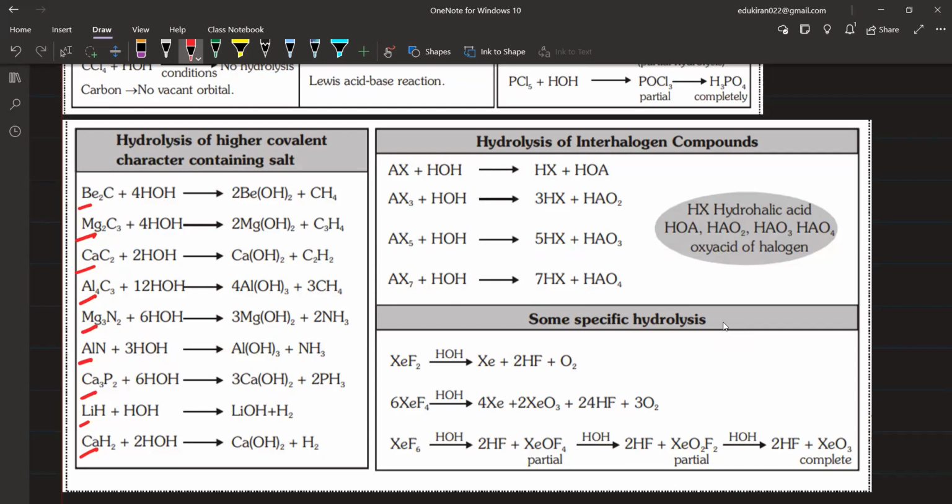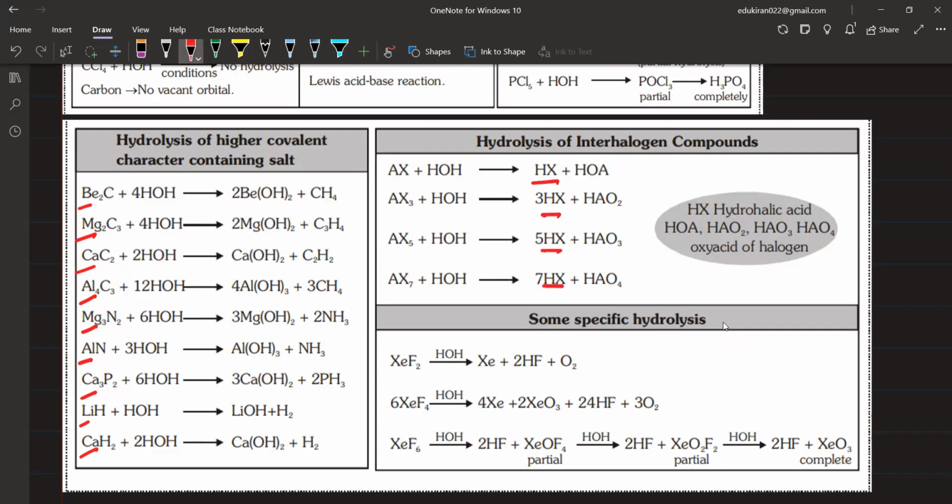Now, hydrolysis of interhalogen compounds. In interhalogen compounds, you have different types of interhalogen compounds. You have ClF होता है मान लीजिए, then you have ICl3, then you can have BrF5, and you can have ClF7. So these different types of interhalogen compounds are there, and in each of the cases you are going to have what, HX type का एक आपके पास structure आएगा, ठीक है.